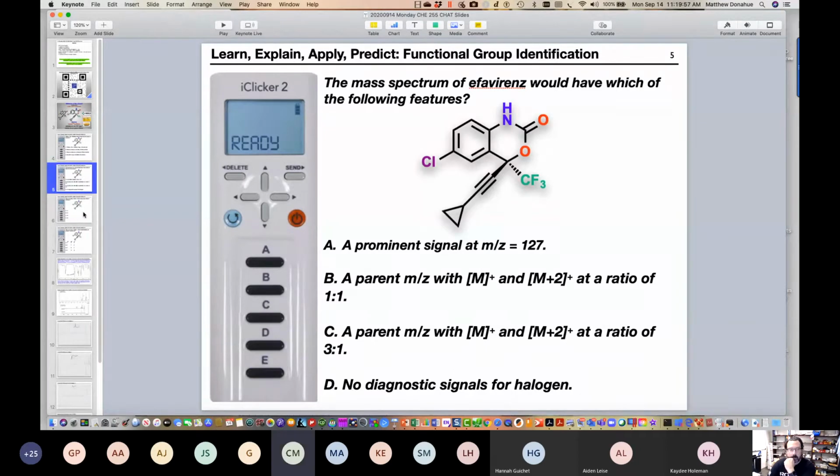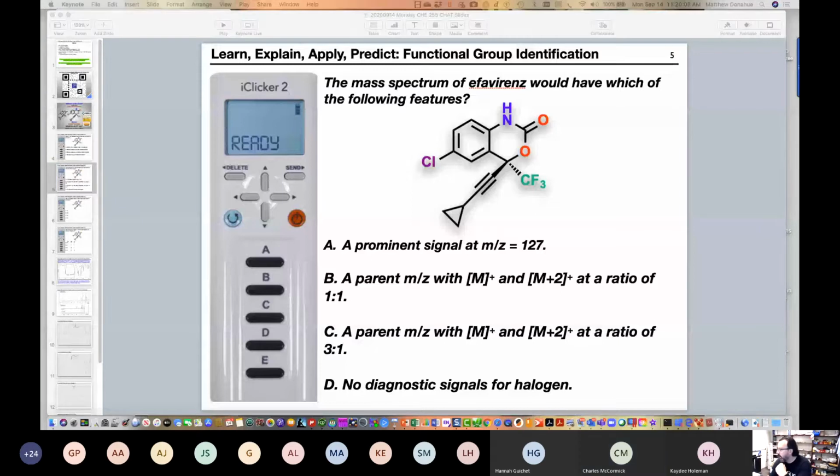Hey, Dr. Donahue, so what would it look like if there was both a chlorine and a bromine? What would the peaks look like in that situation? So let me switch over to the doc cam. Maybe let's take it a bit simple to begin with. Can you all see that?